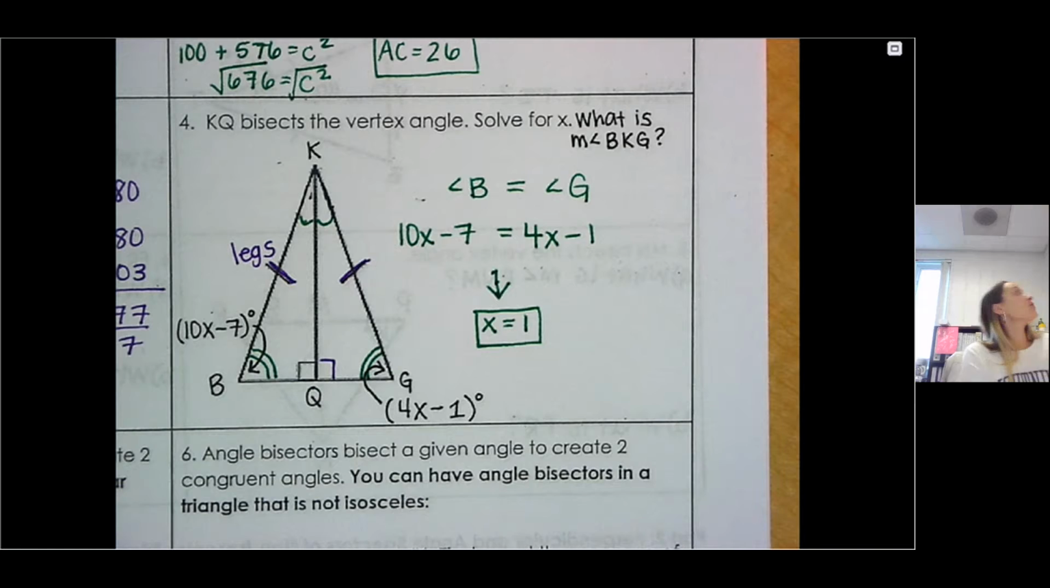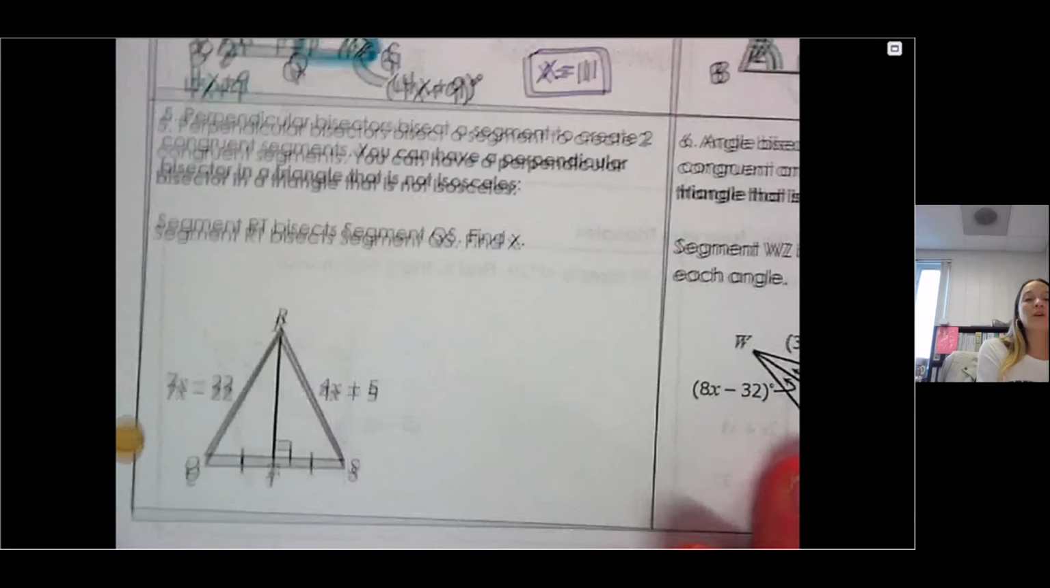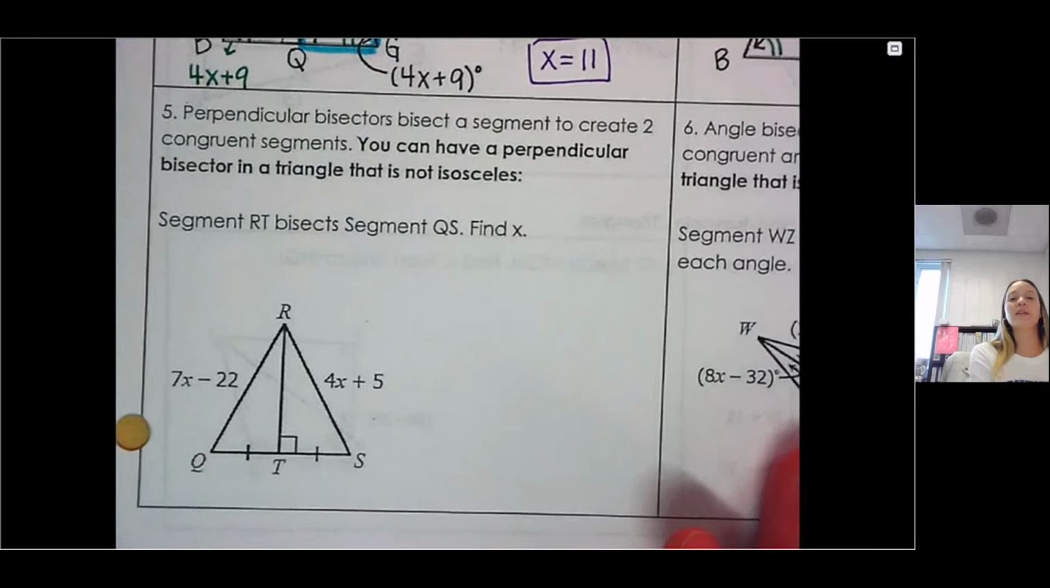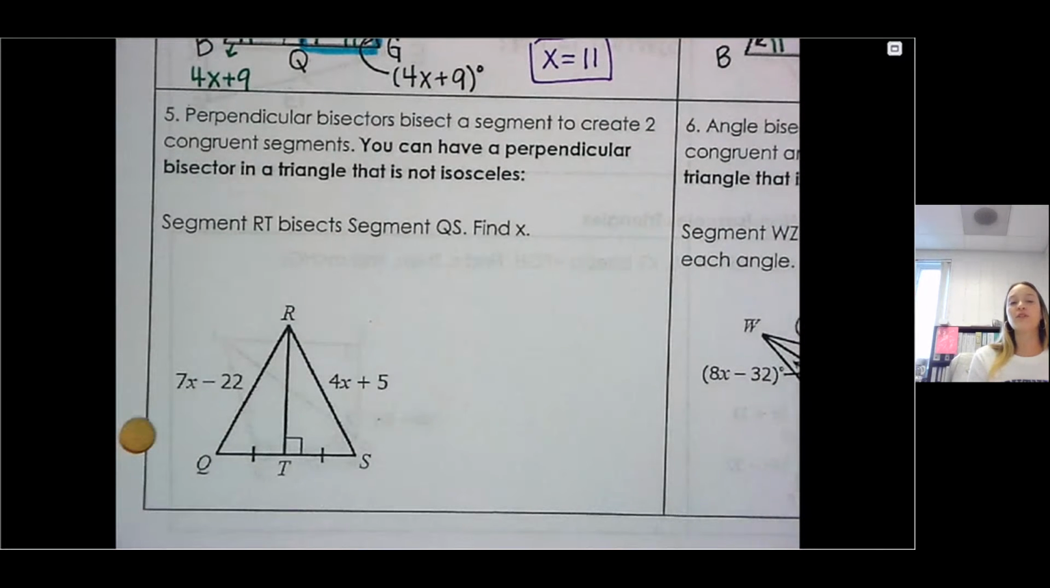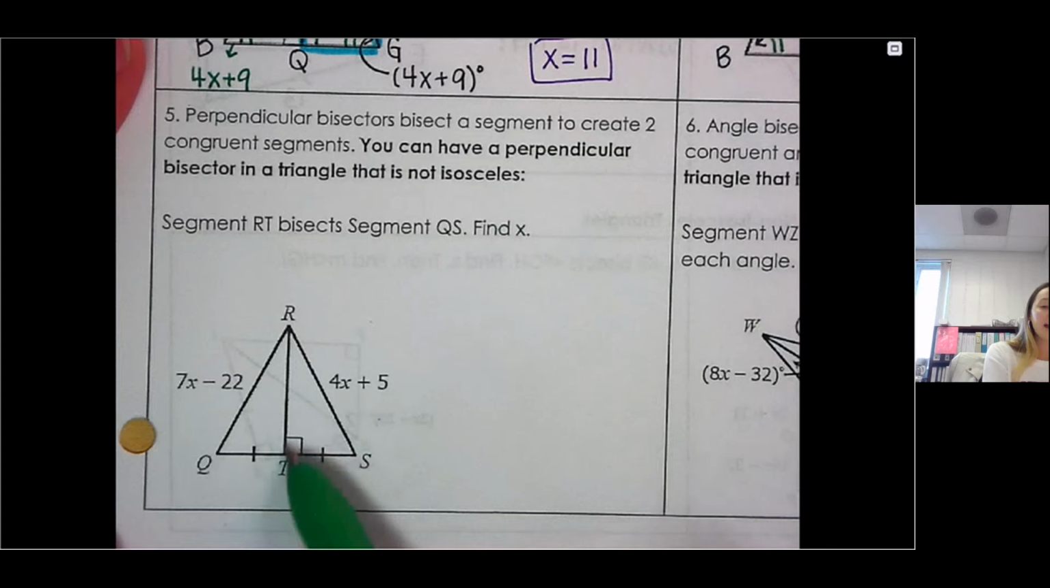All right, number 5 and 6 are similar to each other. And like I said, we're just going to set up the equation. But for number 5 and 6, it says perpendicular bisectors bisect a segment to create 2 congruent segments. You can have a perpendicular bisector in a triangle that is not isosceles. So for example, this picture here that I'm showing you, I've got a perpendicular bisector. I have something that's cutting the triangle in half and creating 90 degrees on both sides. That's the definition of perpendicular.